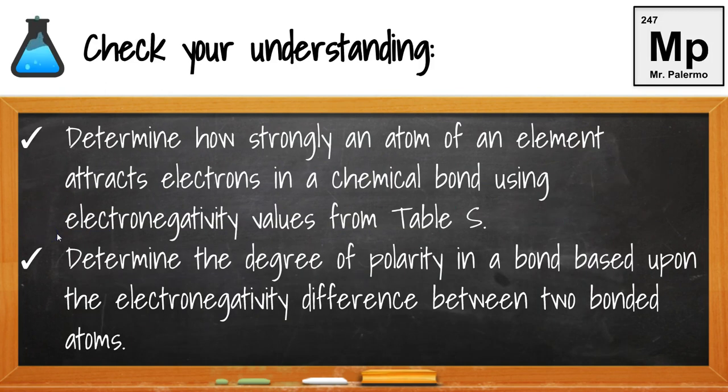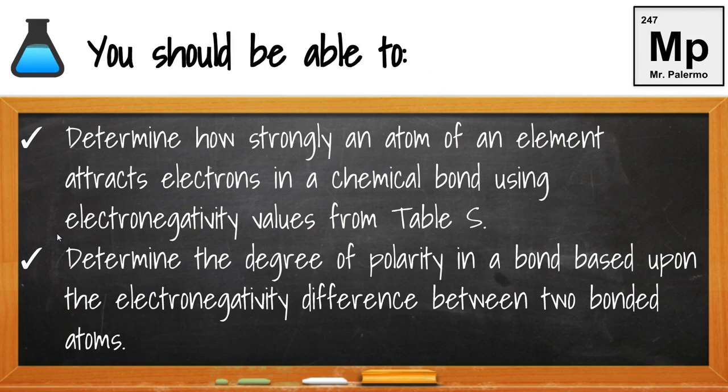Okay, let's check our understanding. Can you determine how strongly an atom of an element attracts electrons in a chemical bond using electronegativity values from Table S? And can you determine the degree of polarity in a bond based upon the electronegativity difference between those two bonded atoms? At this point, you should be able to determine how strongly an atom of an element attracts electrons in a chemical bond using the electronegativity values from Table S, and determine the degree of polarity in a bond based upon the electronegativity difference between the two bonded atoms.